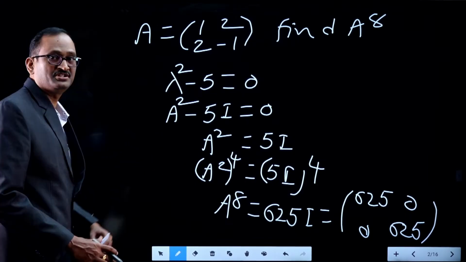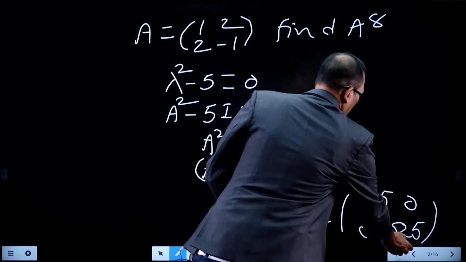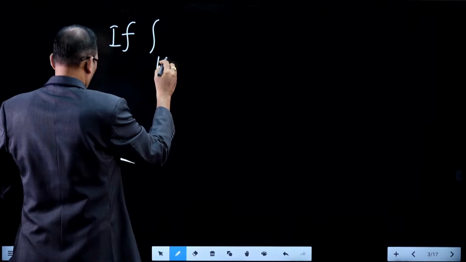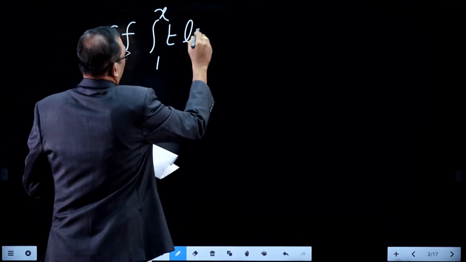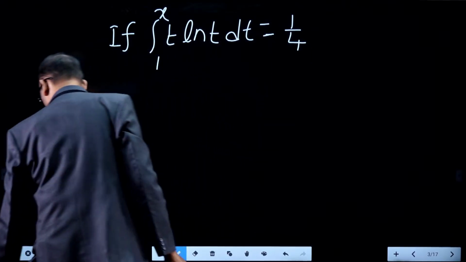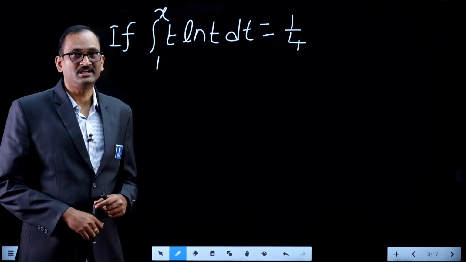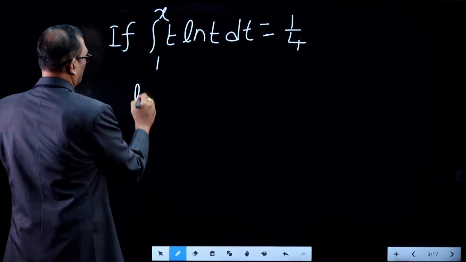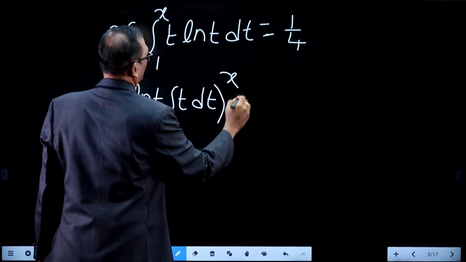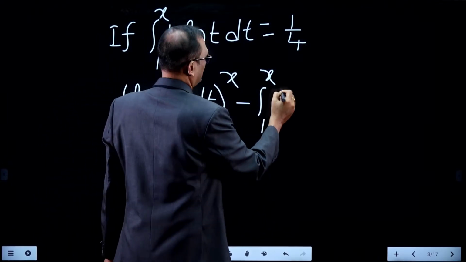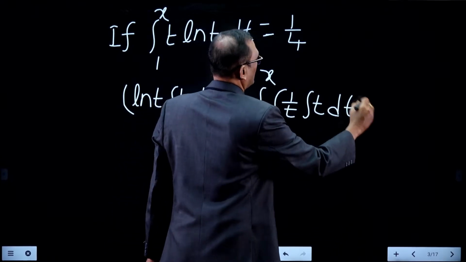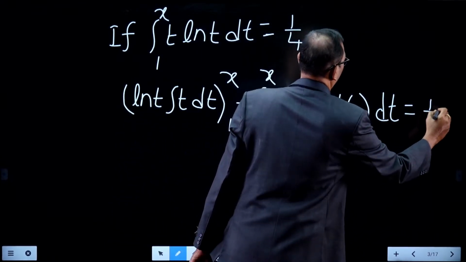And one more question we received from students from calculus regarding definite integrals, and it is like this. If integral 1 to x t ln t dt equal to 1 by 4, then the value of x is. So from this just apply integration by parts rule: ln t into integral t dt between the limits 1 to x, minus integral 1 to x of integral of ln t derivative, 1 by t, into integral t dt, whole dt equal to 1 by 4.